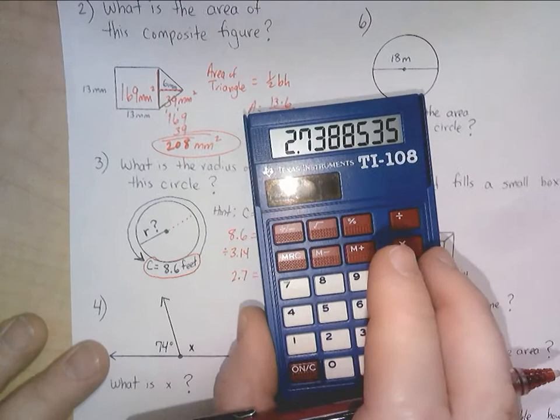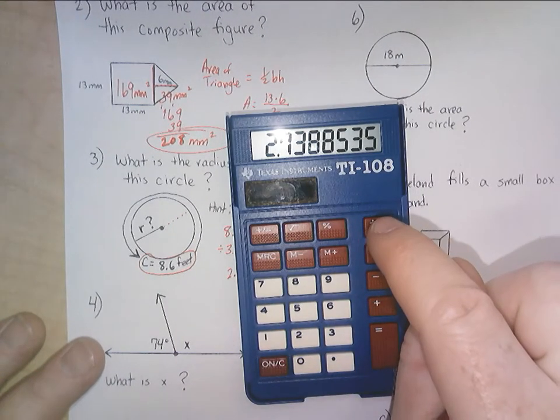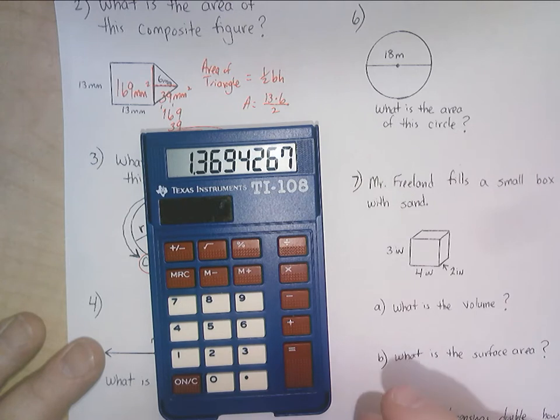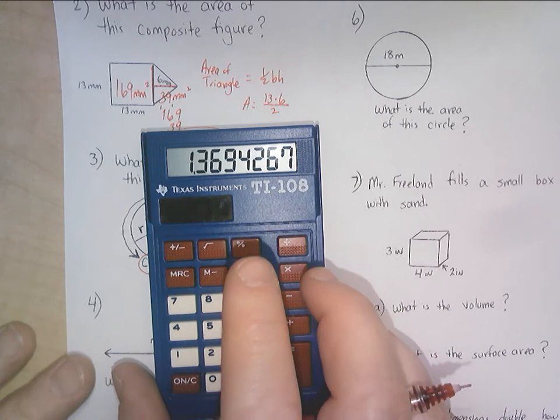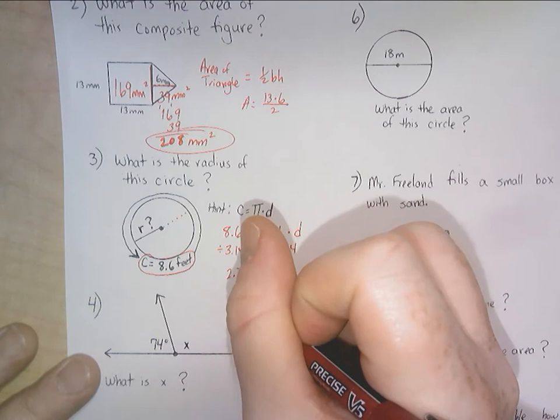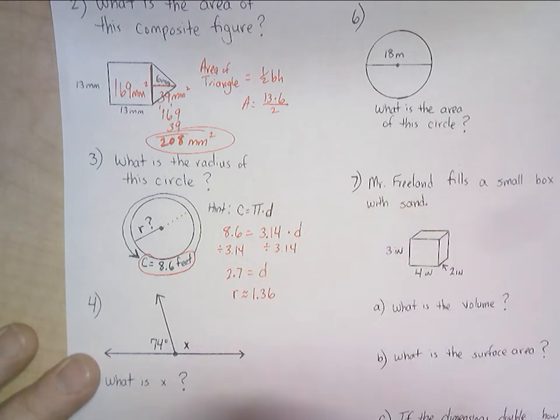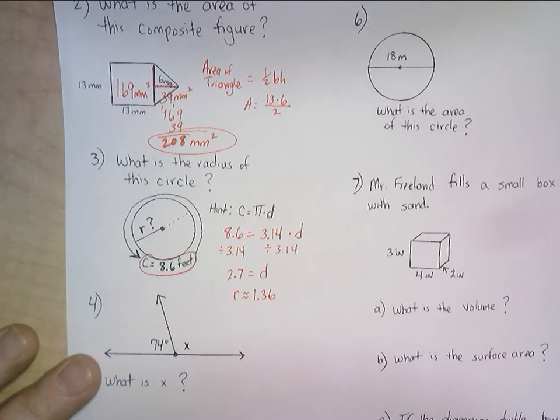Now if I take that and I divide that by 2, I'm just going to leave this crazy number in there for a second. I want to hit divide by 2. We get 1.369. So we'll just say 1.36. So the radius is going to be about 1.36. Roughly. Okay? So that's how you get the radius.